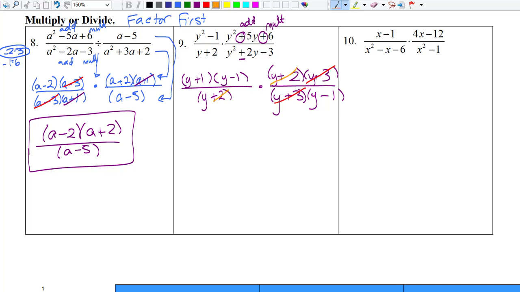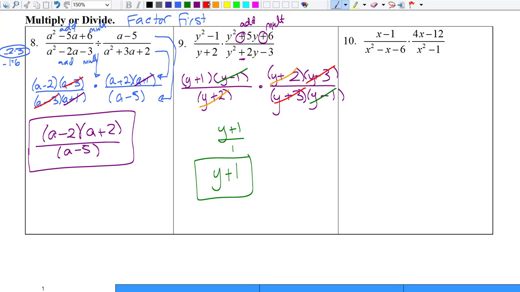I see a y plus 2. What else? Oh, and a y minus 1. So all I'm left with is a y plus 1 in the numerator. Now, if you don't have anything left in the denominator, you're welcome just to put y plus 1 as an answer. But if the y plus 1 was in the denominator, you have to make sure you put the 1 over. But in this case, you don't have to write it.